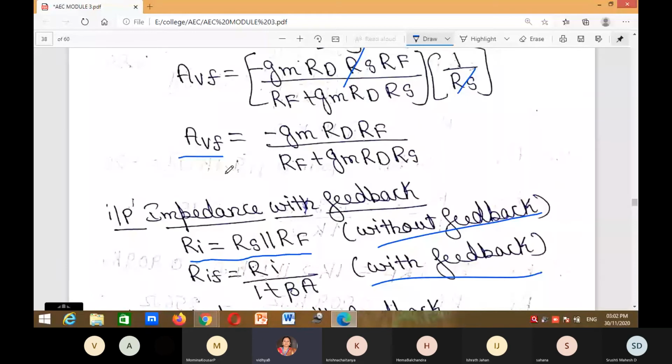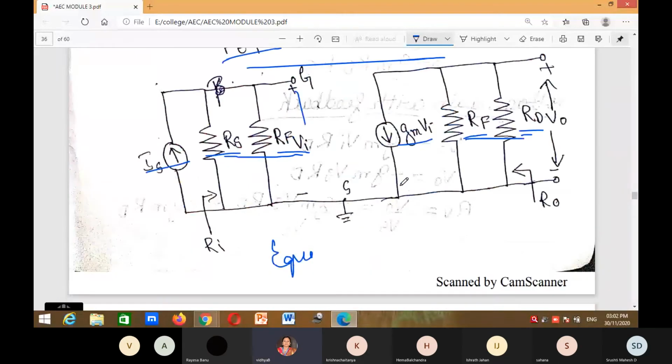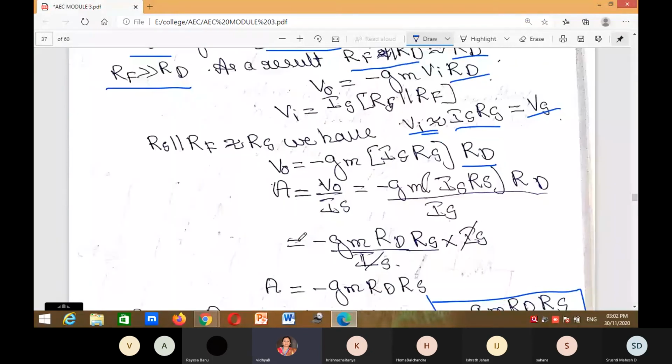Till now we have found this for FET, by using FET, voltage shunt feedback. This is a voltage shunt feedback amplifier using an FET, and also we have discussed using op-amp. Now we shall solve the problem.